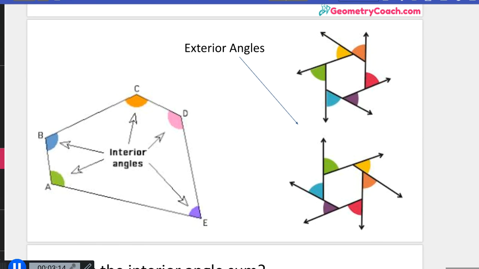Okay, we've talked a little bit about interior and exterior angles before when we were doing triangles. Interior angles are just on the inside, and exterior angles are made by extending a side, and then it's the angle that is formed with the next side. So you've got two rotations here of the same shape. They've just extended the sides in different directions.